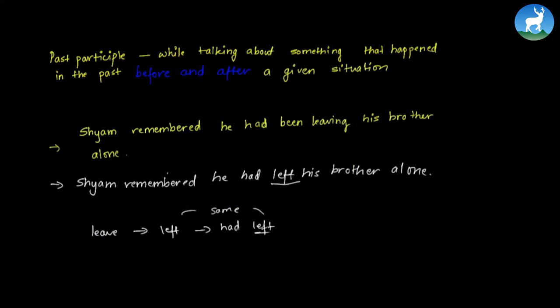The past participle form is while talking about something that happened in the past, before and after a given situation. So Shyam remembered he had been leaving his brother alone. He remembered. This is a simple past tense. What? He had been leaving his brother alone.